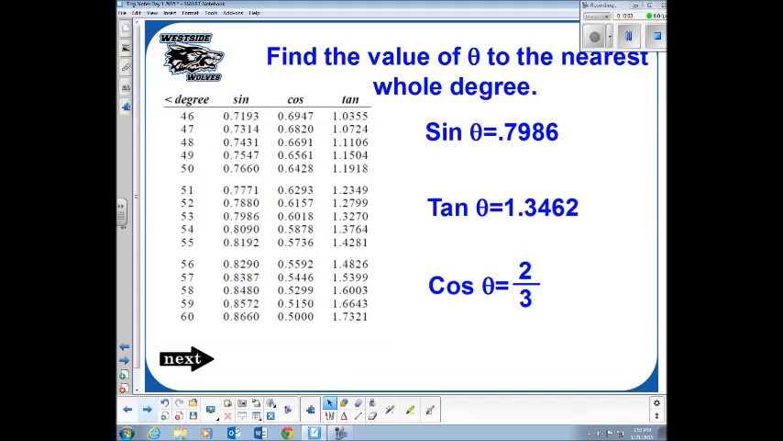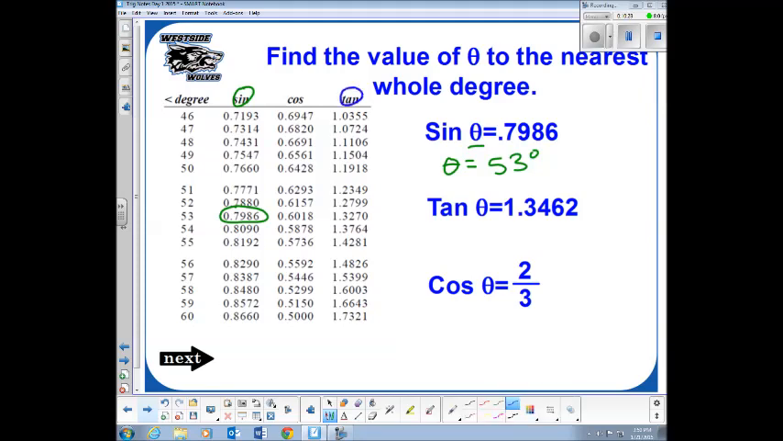So in this is the sine of theta. Theta is just a Greek letter that represents an unknown angle measure. And so if we look at 0.7986, we look under sine. 7986 is right here. And I can look over, and that means theta is equal to 53 degrees, and there's my angle.